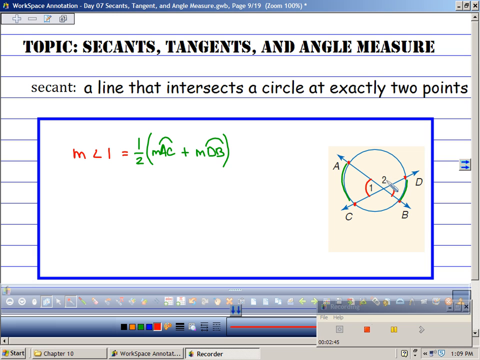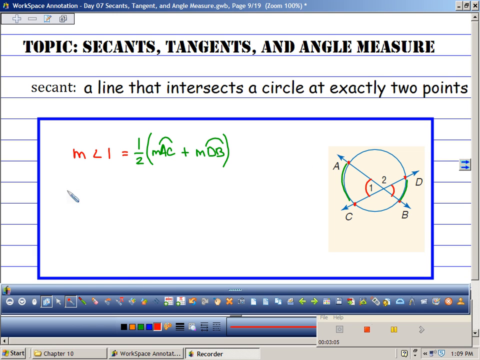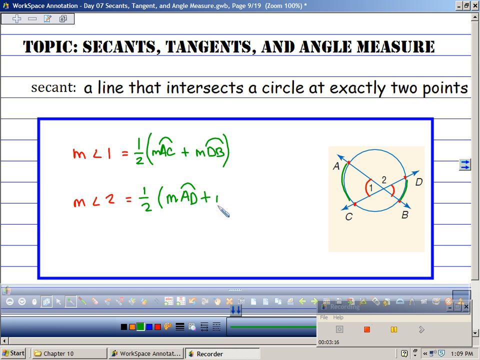How would I find angle 2? Good. I would add the measure of AD plus BC and divide it by 2. So far, so good?